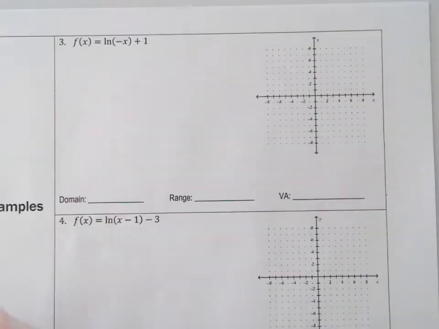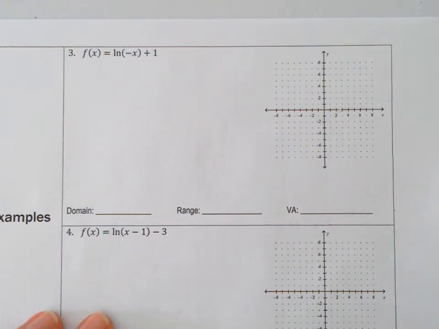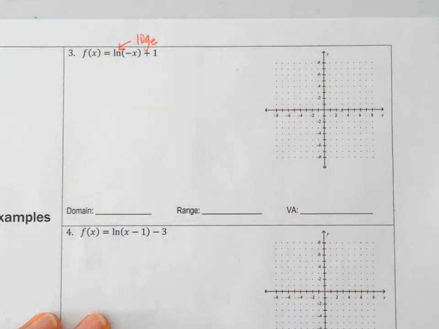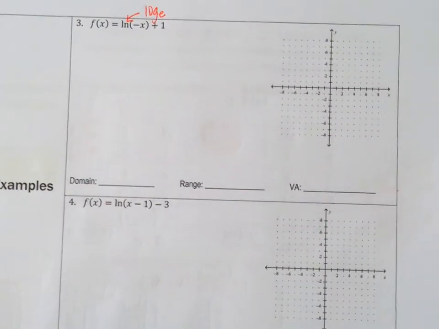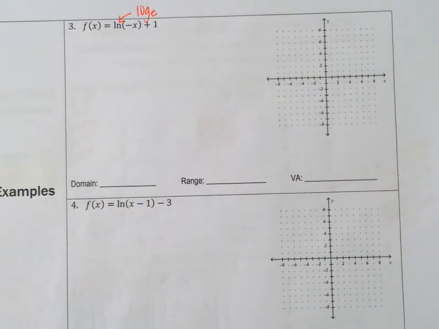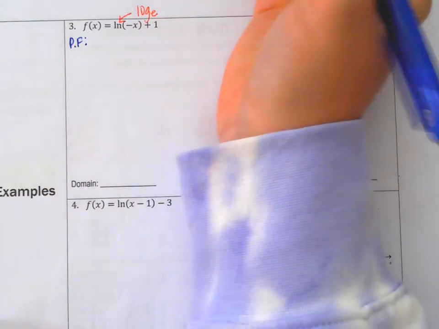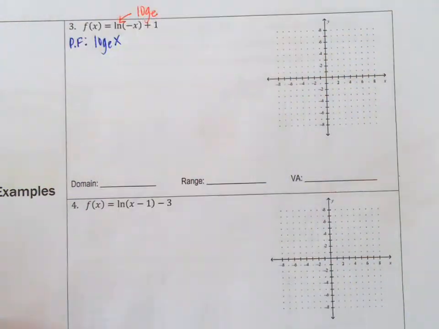Okay, so now we're dealing with natural log. Remember, this is the same as log base e. So we're going to use that when we're dealing with our parent functions. I got to get paper under this because it's a weird table underneath. Okay, so let's start off with our parent function table. So I'm going to actually write it log base e of x, just so we remember.